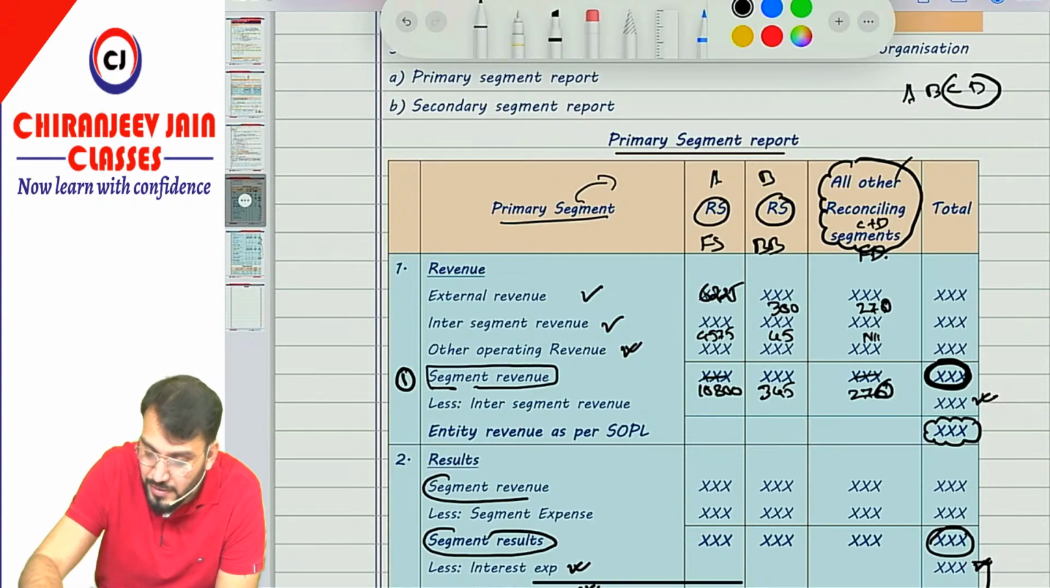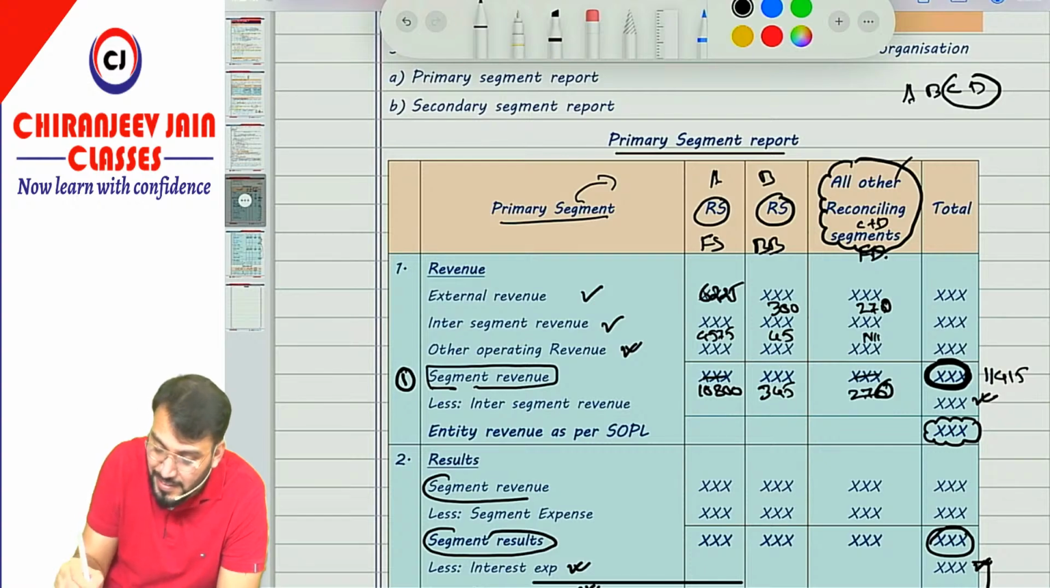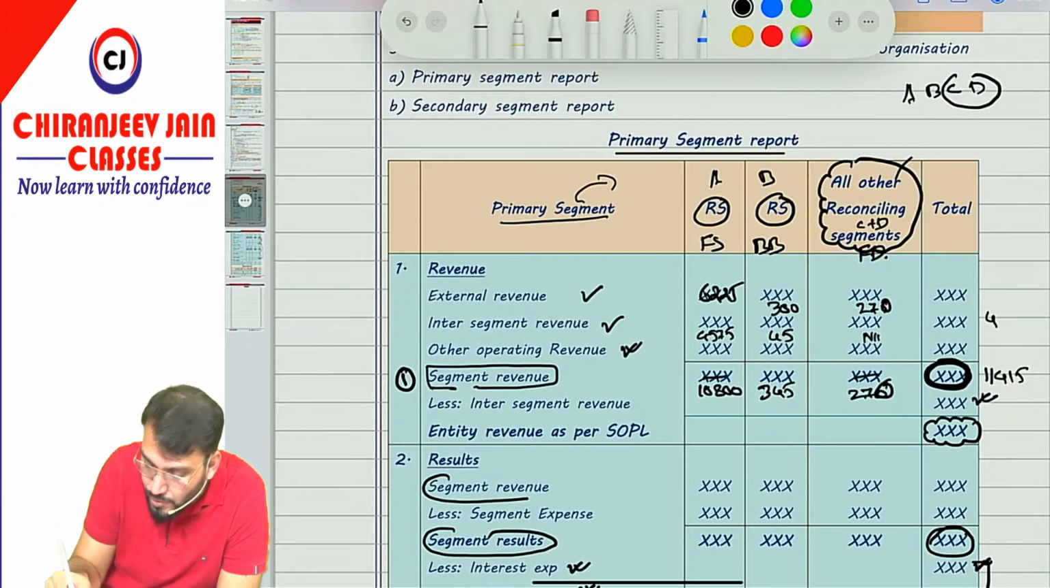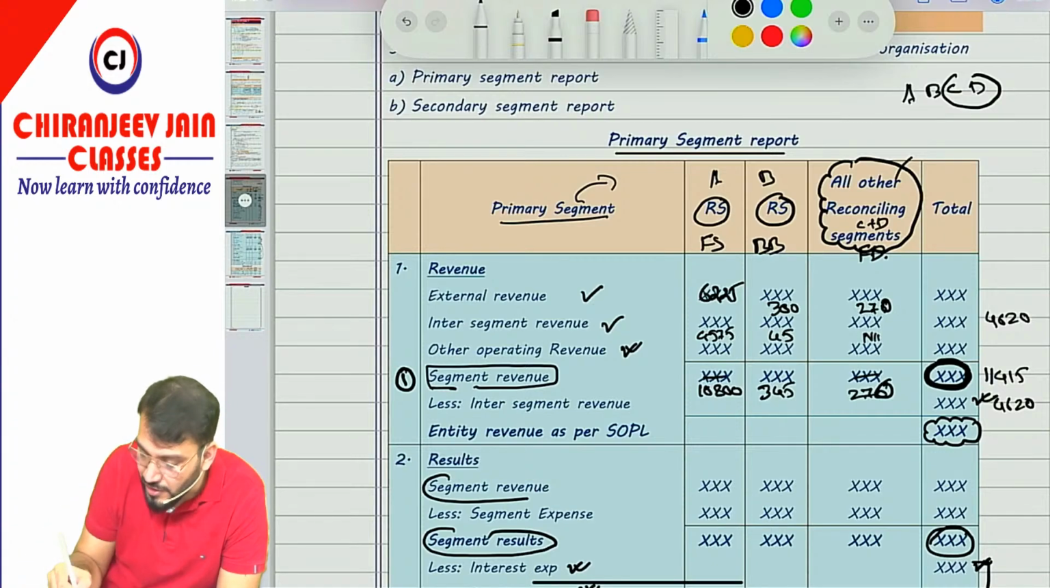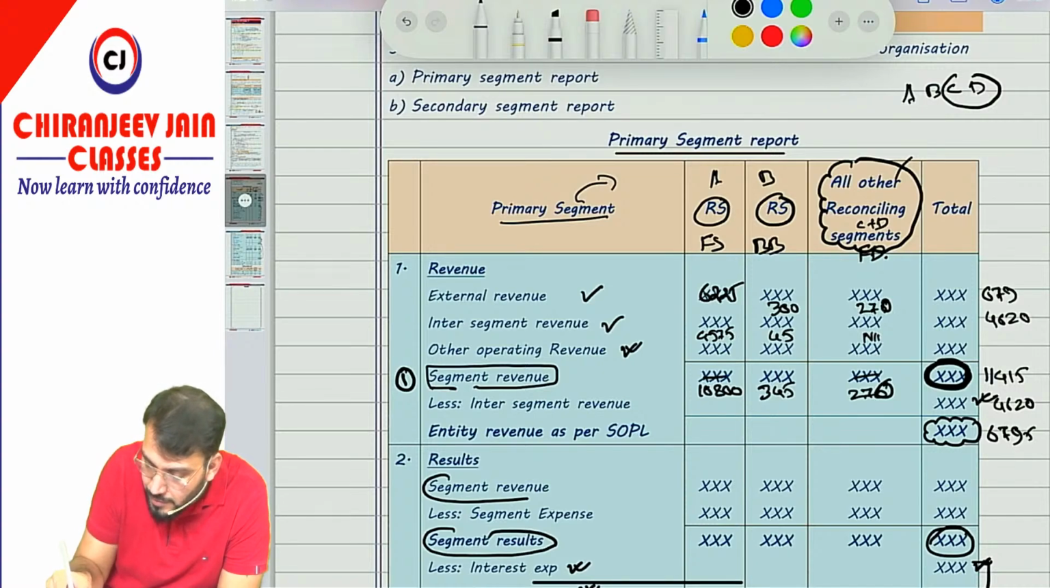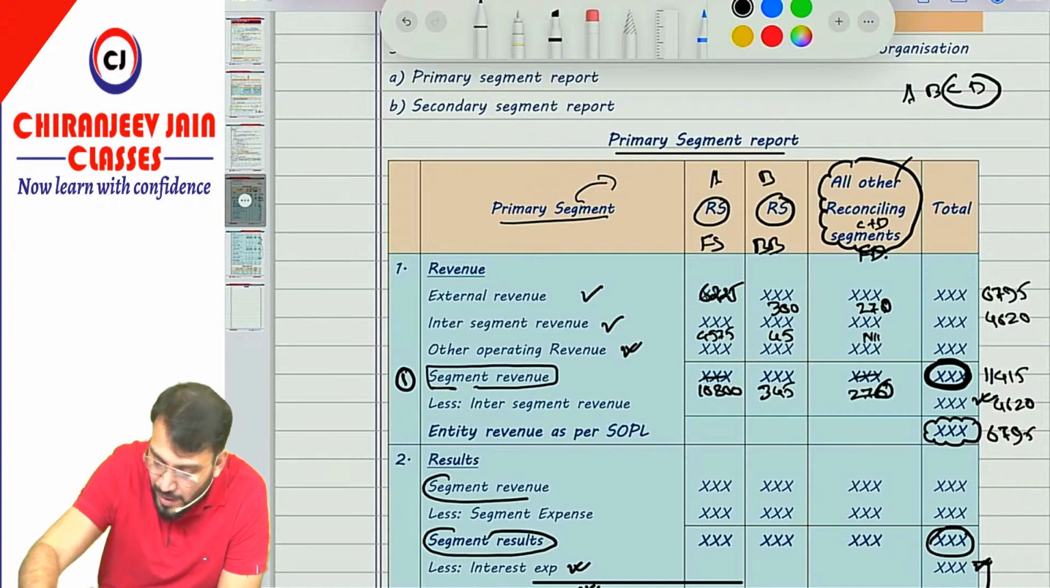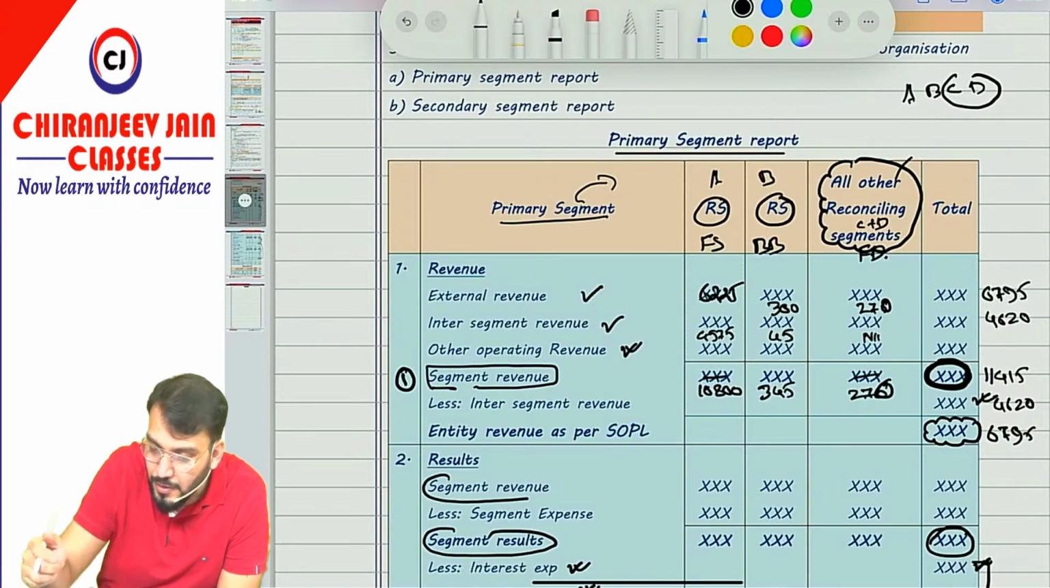10,800 plus 345 plus 270. Total is coming how much? It will come 11,415. From this minus inter-segment sale, which is 4575 plus 45, equal to 4620. So minus 4620 from 11,415, so that will come 6795. The total of this will also be 6795. Check: 6225 plus 300 plus 270, so that is coming 6795.